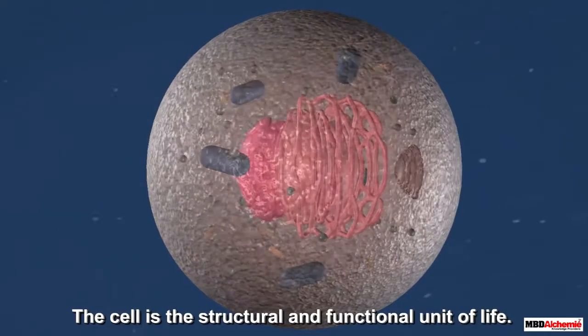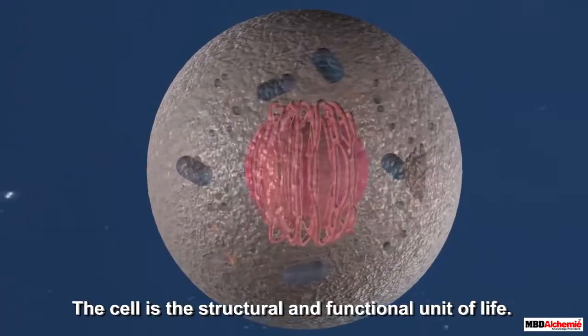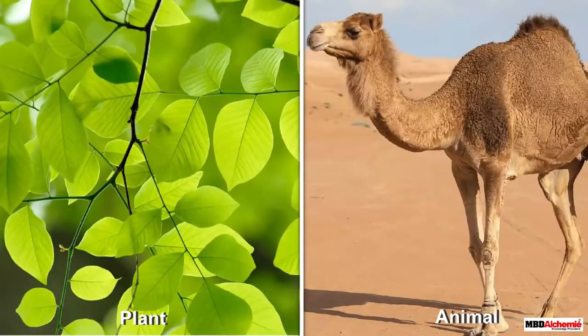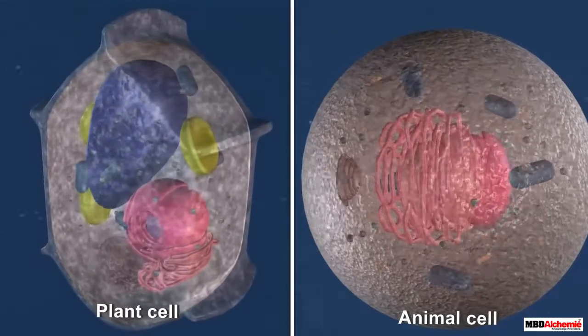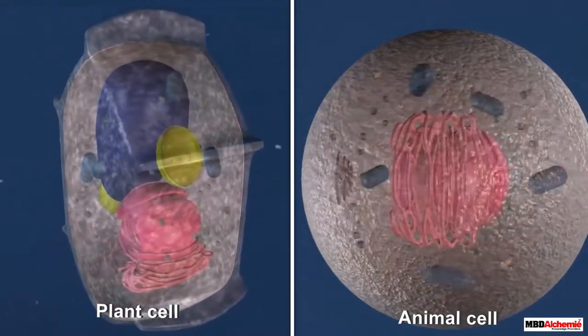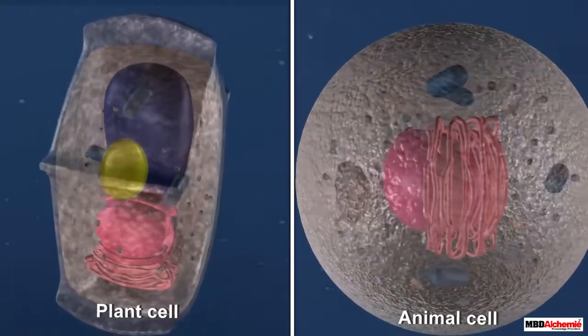Cell, as we already know, is the structural and functional unit of life. Both plants and animals are made of cells. However, a plant cell and an animal cell are different from each other. Let us look at a plant cell and an animal cell closely and compare them.